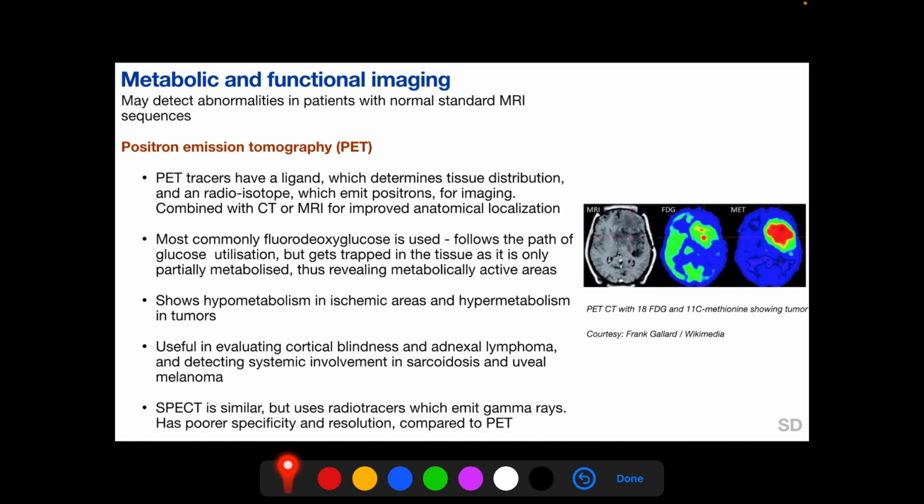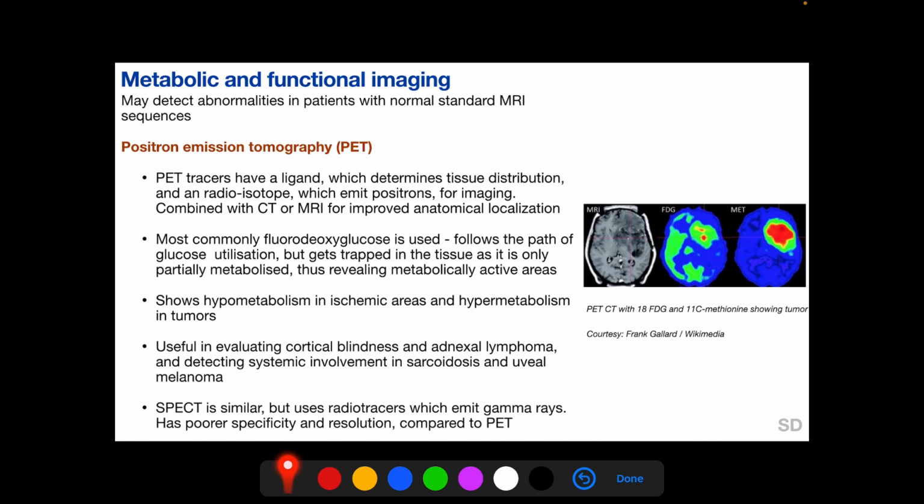Most commonly, fluorodeoxyglucose or FDG is used. It follows the path of glucose utilization but gets trapped in the tissue as it is only partially metabolized, thus revealing metabolically active areas. It shows hypometabolism in ischemic areas and hypermetabolism in tumors. It is useful in evaluating cortical blindness and adnexal lymphoma and detecting systemic involvement in sarcoidosis and uveal melanoma.